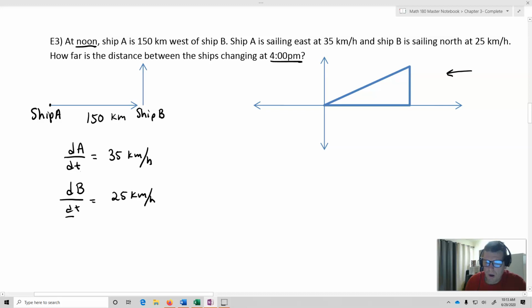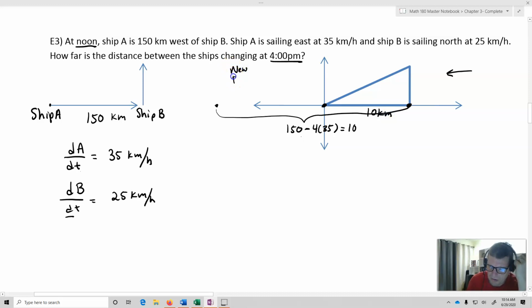So we started out with this entire length being 150, but then we're going to subtract, because we want to figure out how long that line is. We subtract 4 hours times 35. So it's 150 minus 4 times 35. 4 times 30 is 120, and then plus another 20, so that's 140. So this is actually going to be 10 kilometers. This distance right here is going to be 10 kilometers. That's our new distance. So we'll call this the new positions.